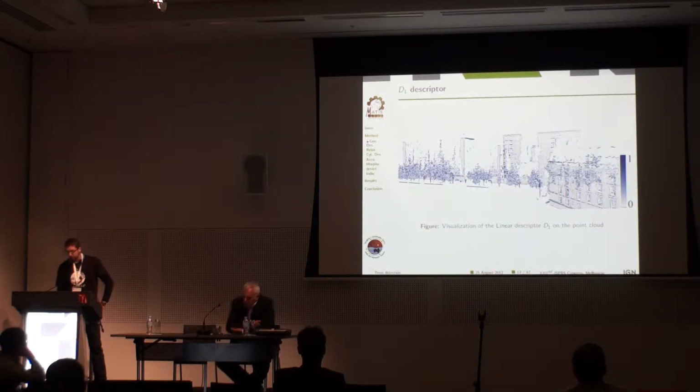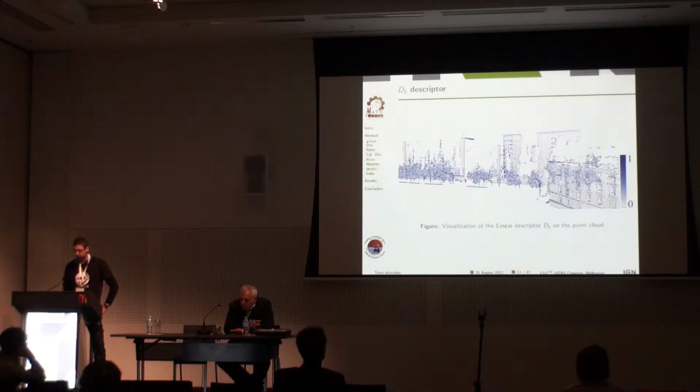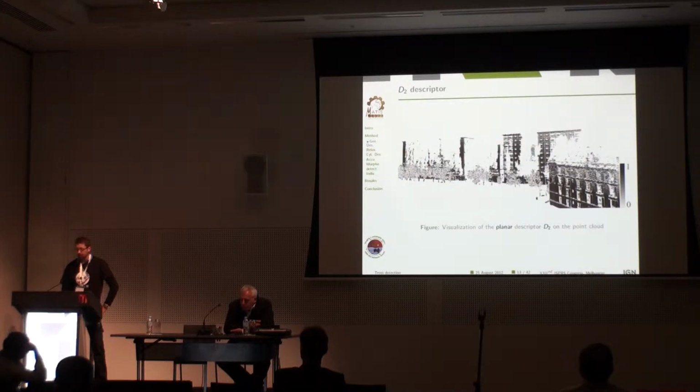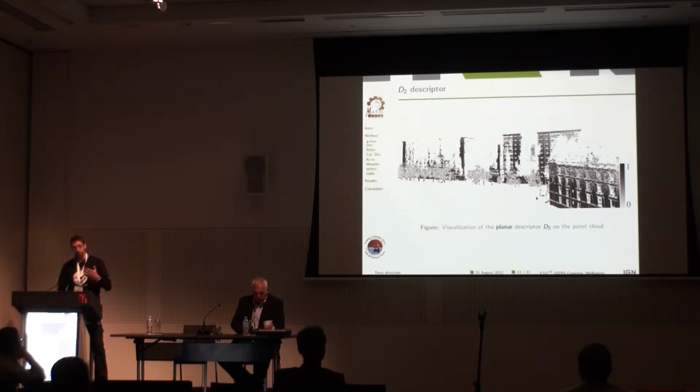So this is a result for the linear descriptor. You see you have a very good response on linear features. Also on corners along facades, you have corners that respond pretty well. And you have a little bit of noise in the trees. Some parts of the foliage are going to respond to this linear descriptor. For the planar descriptor, you see a very high response on the flat areas on the facades, which is quite logical, and also on the trunks, because if the trunks are large enough, they're going to be considered planar, and if the trunks are small enough, they're going to be considered linear.